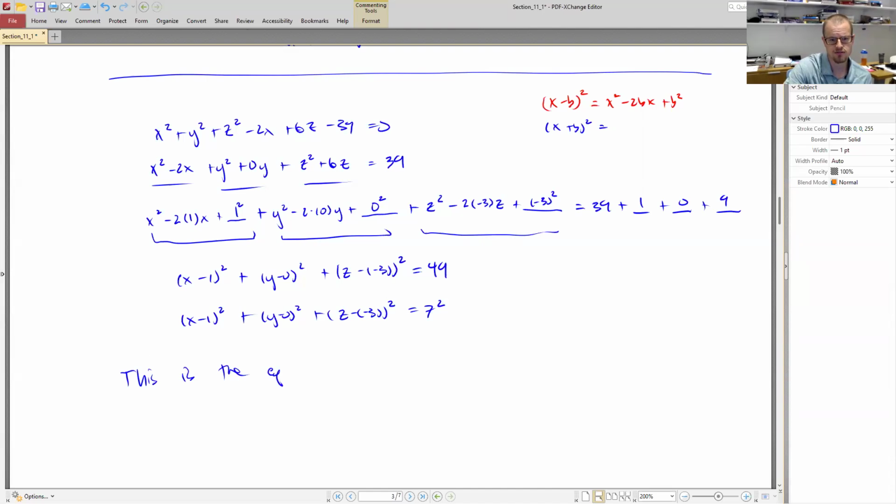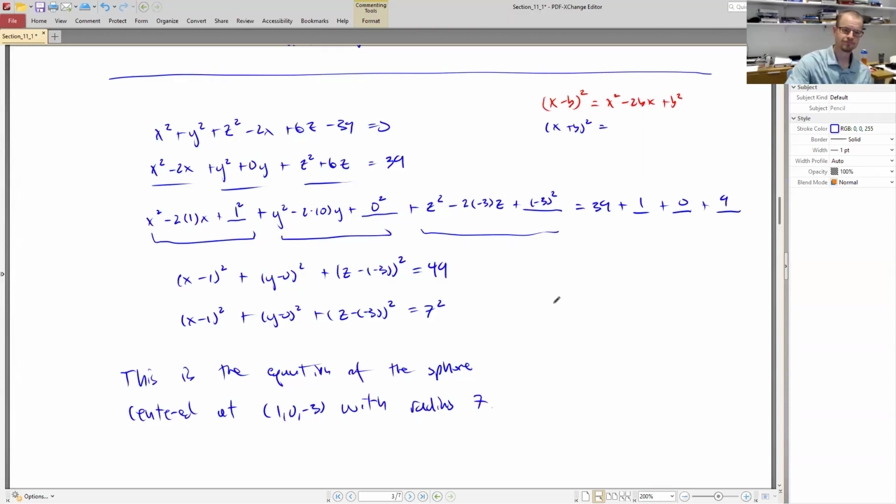This is the equation of the sphere centered at x, y, z, so 1, 0, negative 3, with radius 7. Easy enough. So this is the work that supports that response, of course.